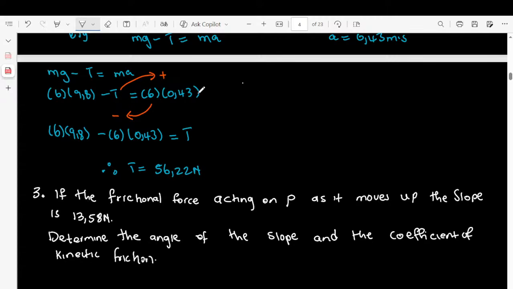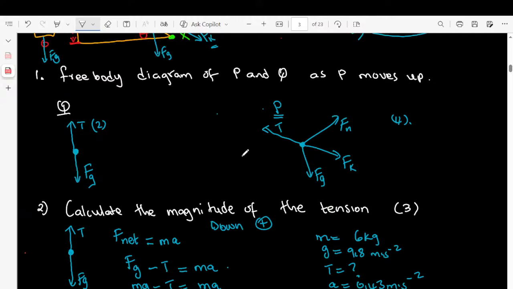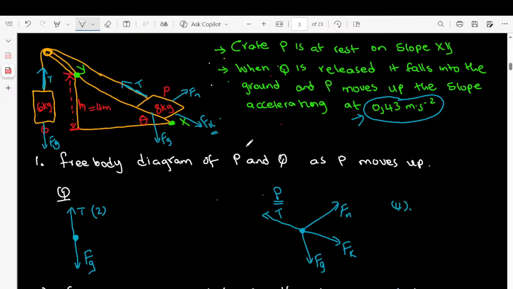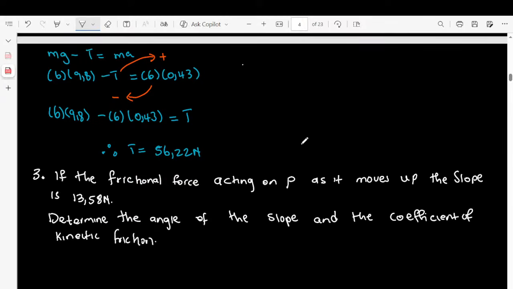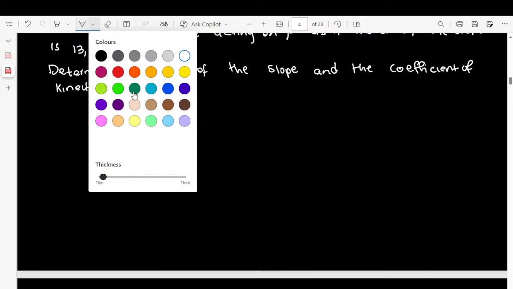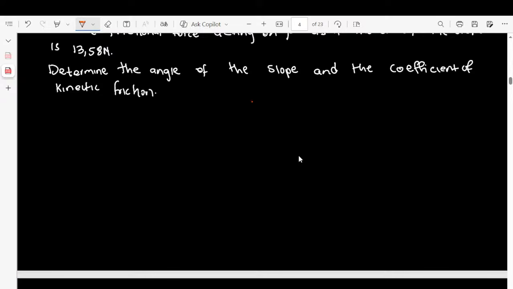So you know what I'm going to do? We are given friction, so we need to use crate P. When we use crate P, I need us to draw all the forces acting on the block. Always remember this: if I have this box, box P, on an incline, box P will have frictional force going down. I'm going to explain this now.